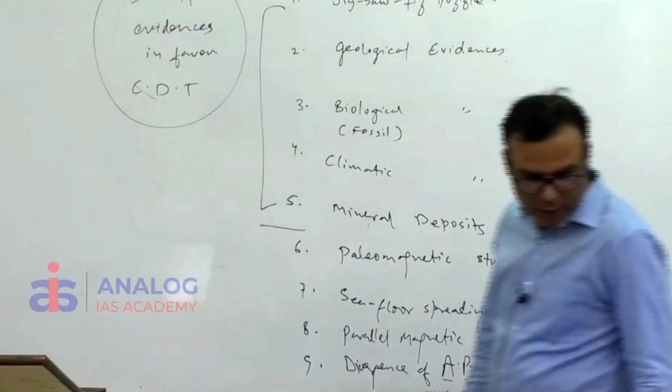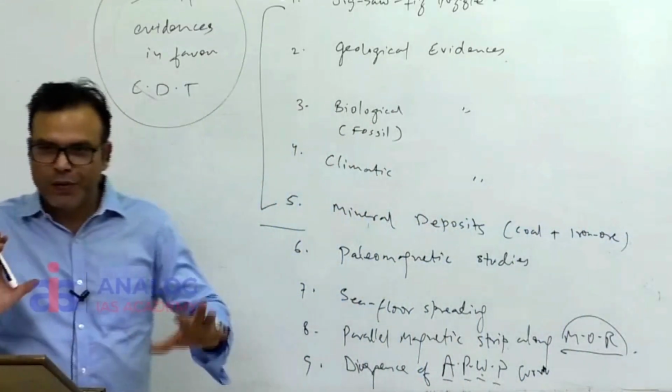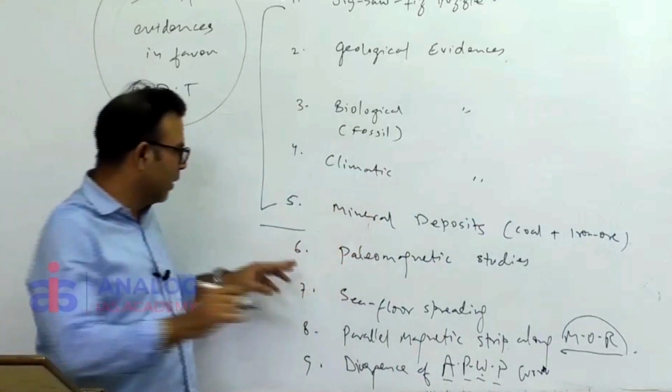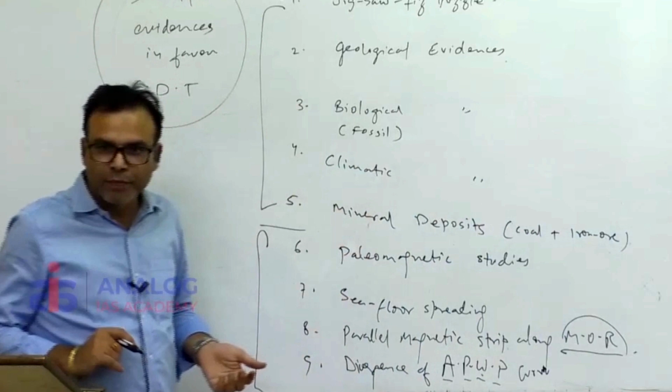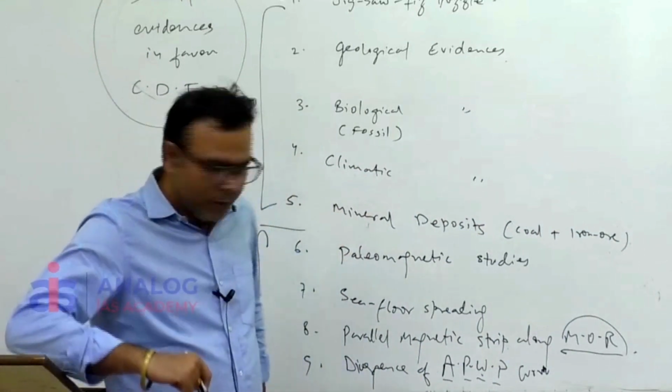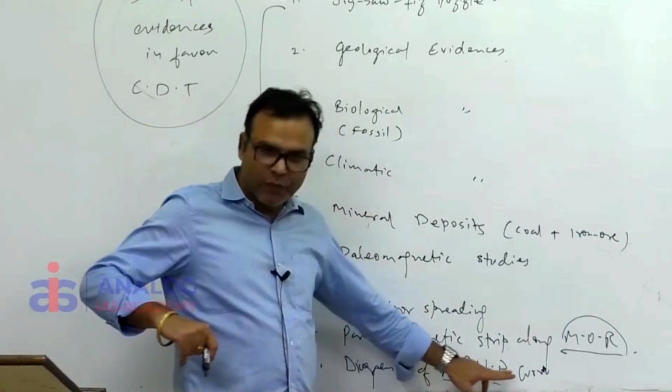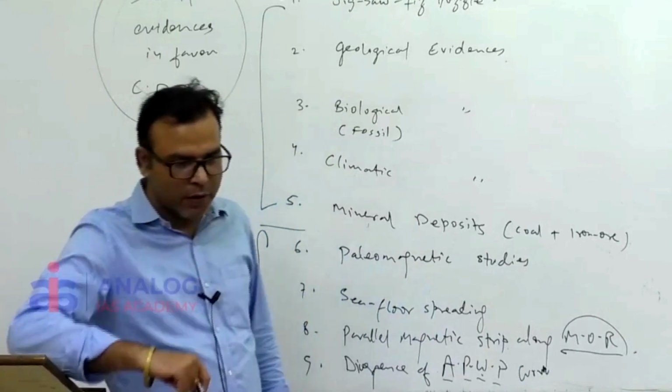APWP. These are later evidences, not by Wagner, please. Wagner is above. Let's say other people. These are more scientific. Divergence of APWP curve. These are all scientific evidence.